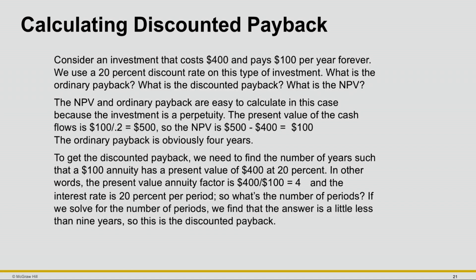Okay, so in this final example, when looking at discounted payback, we're going to compare a project using discounted payback and compare that to using an NPV rule. So this particular project costs us $400 at the outset.